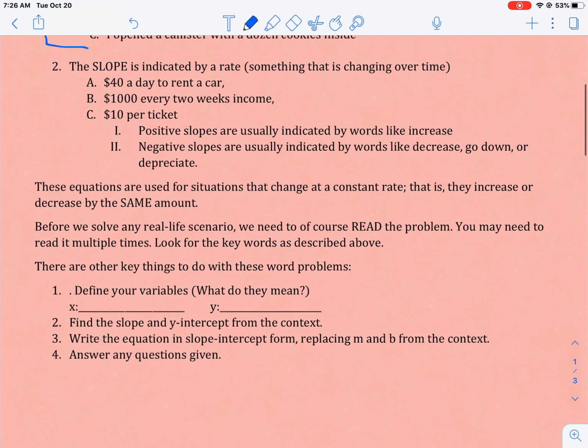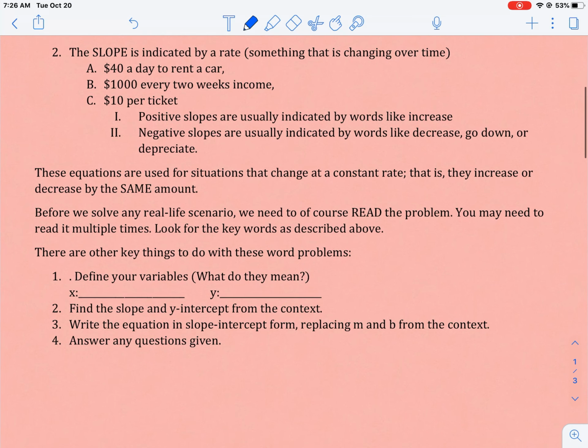The slope is going to be a rate. So anything that's changing constantly, so $40 a day, make $1,000 every 2 weeks, $10 a ticket, right? Or, my account value goes down by $10. The football team loses 5 yards on every play, right? It could be an increase or it could be a decrease, right? So when you're talking about an increase, that would be a positive slope. And when you're talking about a decrease, that would be a negative slope, okay?